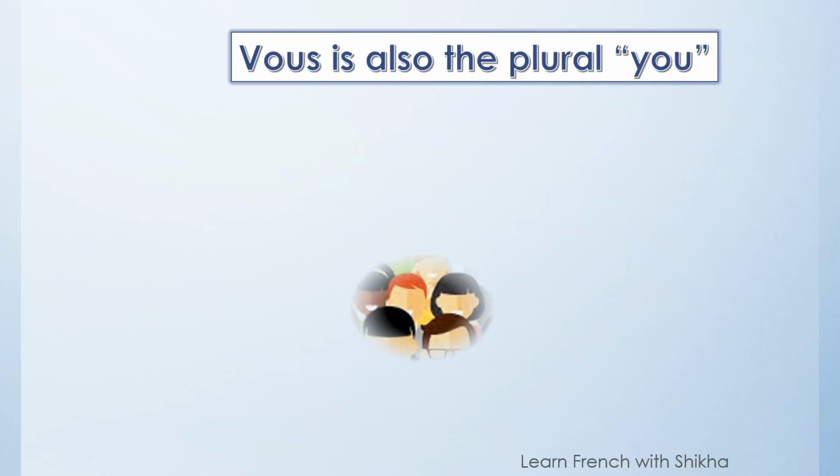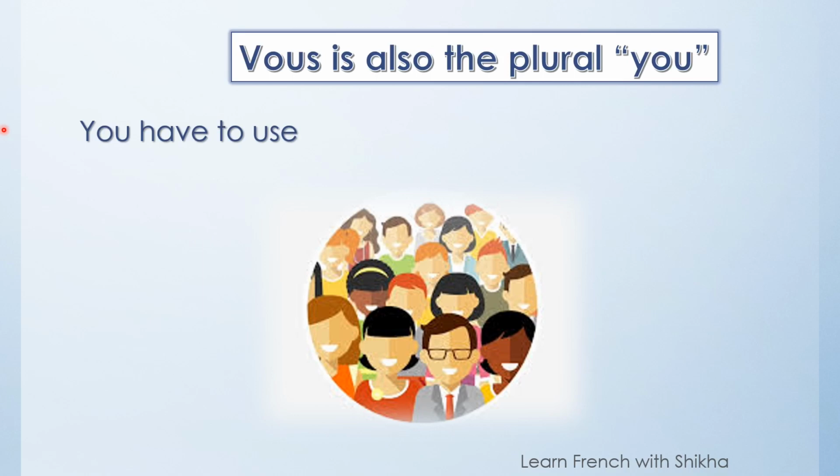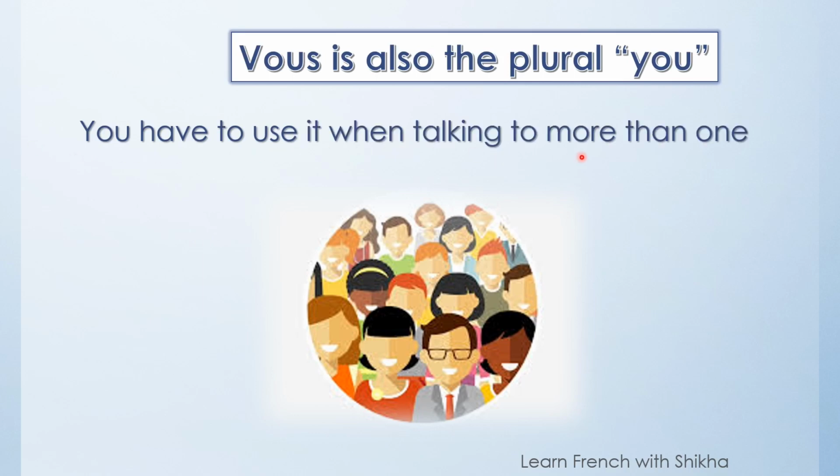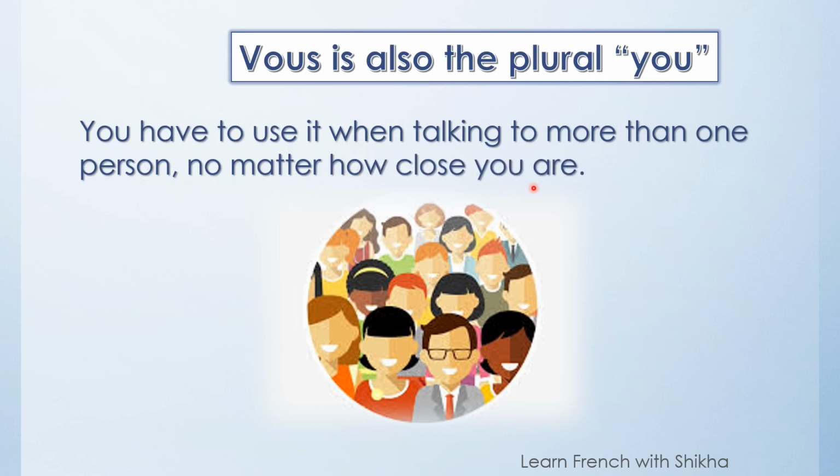Vous is also the plural you. You have to use it when talking to more than one person, no matter how close you are or how formal you are. So vous is always used for plural, whereas tu will be used only in the singular form. We cannot use tu in the plural form. Tu is always used in the singular form, and that is the informal way, whereas vous can be used in both informal and formal ways. Informal, it will be used as plural, and formal as a singular and plural both.